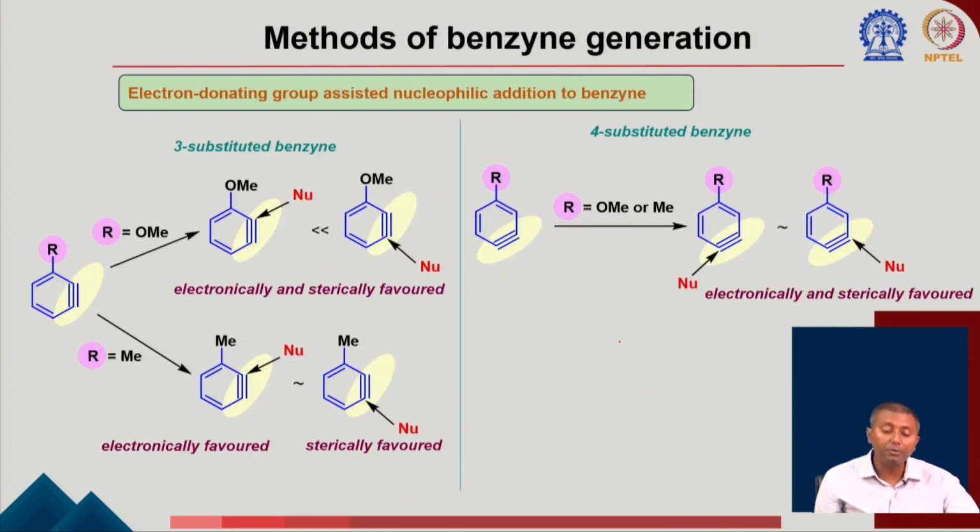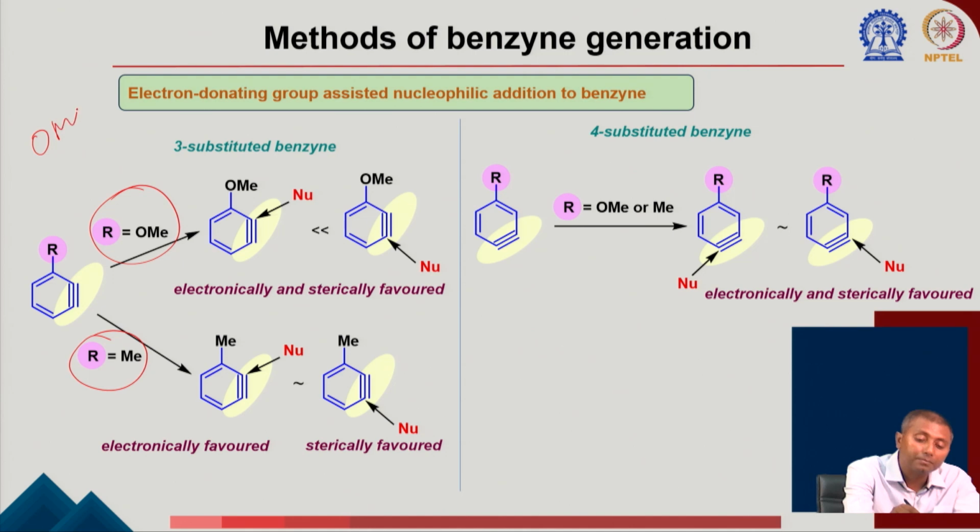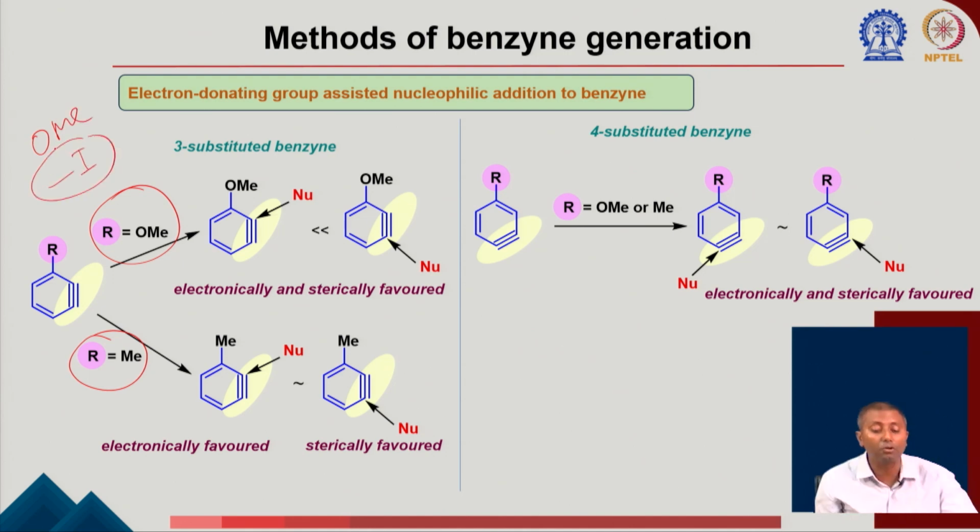So now we are talking about the other scenario where you have a methoxy group or a methyl group. What will be the changes there? We all know that the OMe group has a minus I effect, correct? And you can see here the minus I effect will be the controlling factor. Because of this minus I effect, as you have already seen, the nucleophile is always going to attack from this meta position, and that will be the major product.